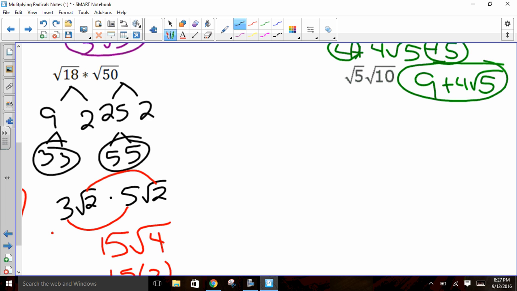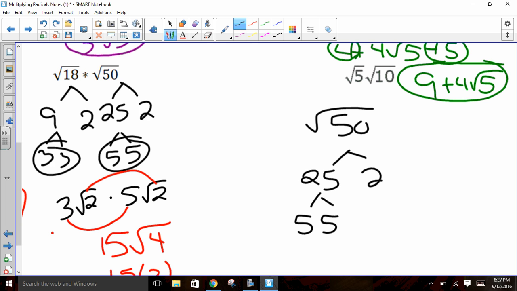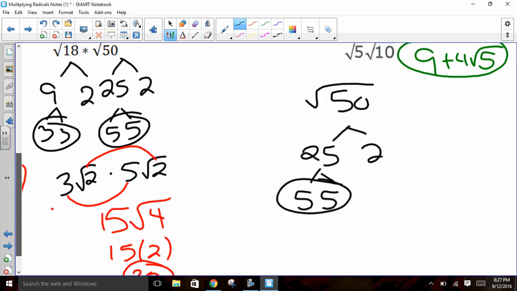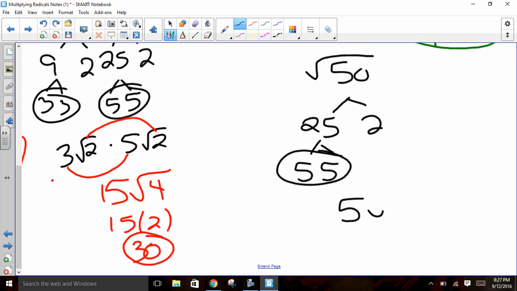Last one, root 5 times root 10. Neither of those can really simplify down. So multiply through and get 50. 50 is 25 and 2. Square root of 25 is 5 and 5. Hey, look, there's my buddies. So I get 5 root 2.